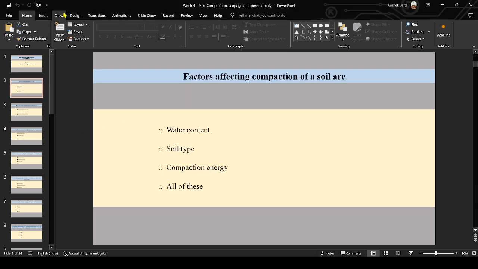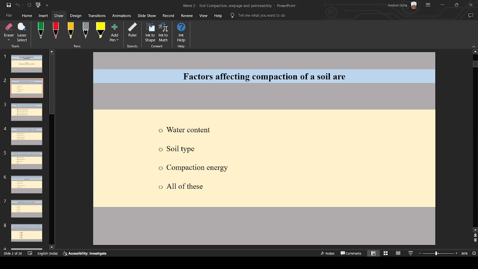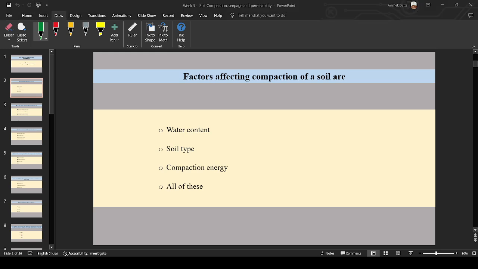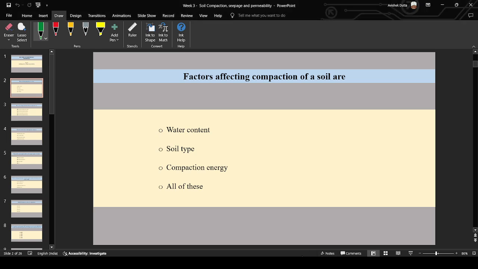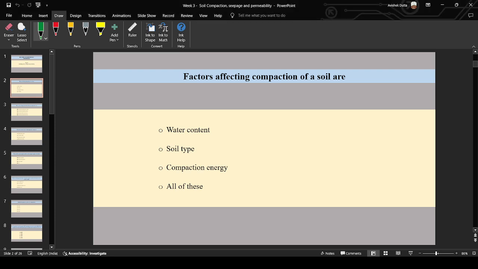So the first question was, factors affecting compaction of a soil are. What is the answer, anyone? Any answer? Factors affecting compaction of a soil are.